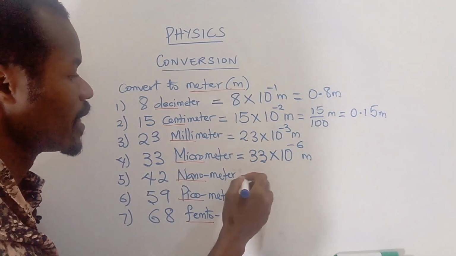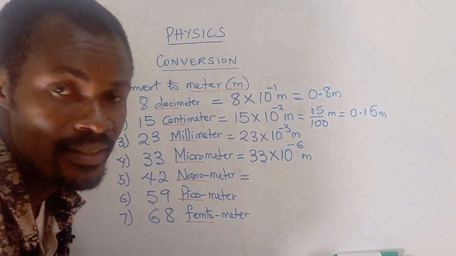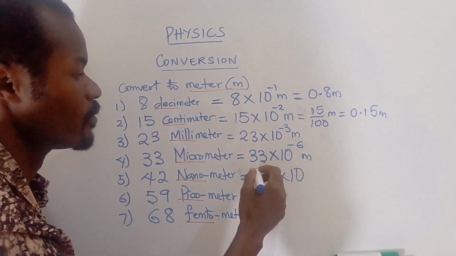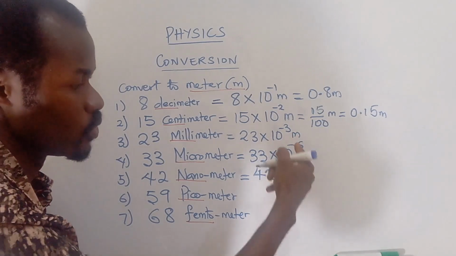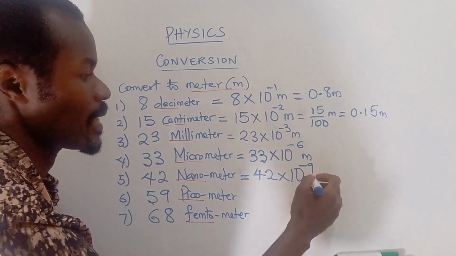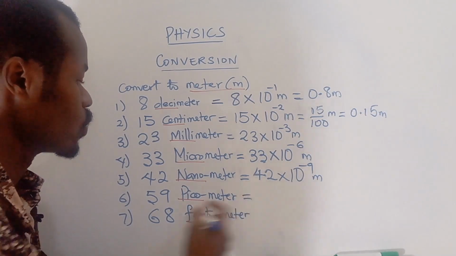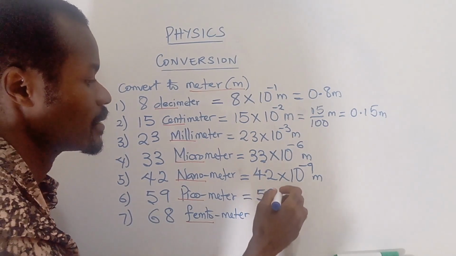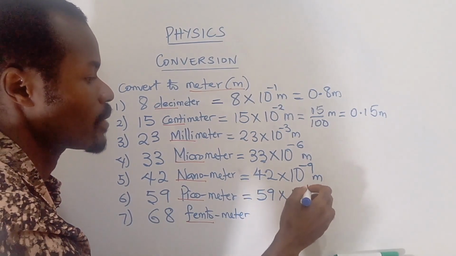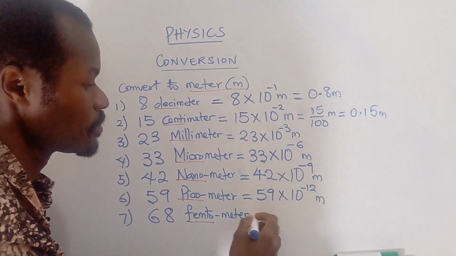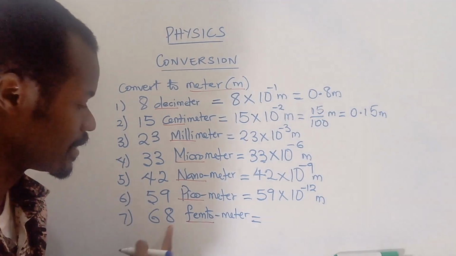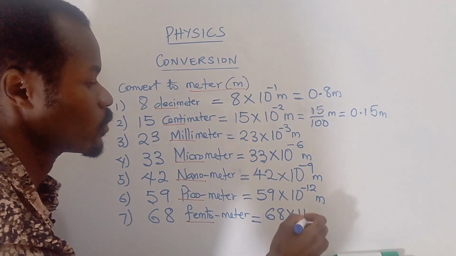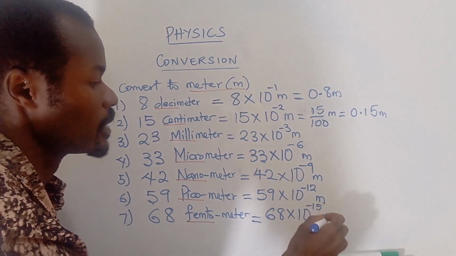Now for the next one we have 42 nanometer. So simply write 42 multiplied by what? 10 raised to the power of what? Now we are going to come down by 3, so minus what? 9 meter. For the next one, we have 59 picometer. So we are going to simply say 59 times 10 raised to the power of minus 12 what? Meter. And for the last one, which is 68 femtometer, we are going to say 68 times 10 raised to the power of what? Minus 15 meter.